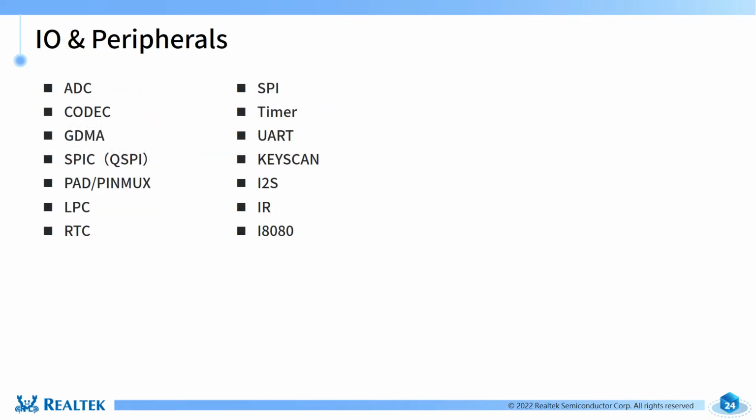Here is a list of peripherals, including ADC, codec, GDMA, SPI, pad, etc. Next, we will introduce the difference between the RTL8762E and RTL8762C when configuring them in software.